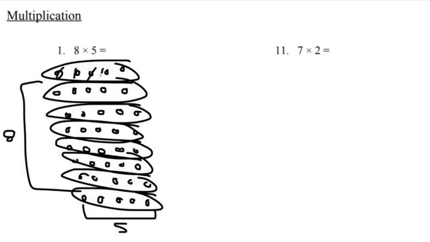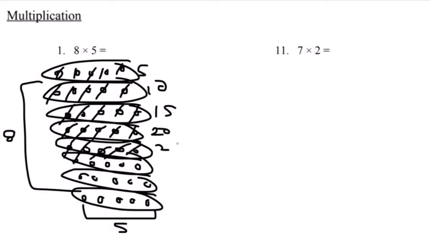1, 2, 3, 4, 5, 6, 7, 8, 9, 10, 11, 12, 13, 14, 15, 16, 17, 18, 19, 20, 21, 22, 23, 24, 25, 26, 27, 28, 29, 30, 31, 32, 33, 34, 35, 36, 37, 38, 39, 40. We now have a total of 40 circles. 8 groups of 5, or 8 times 5 equals 40.